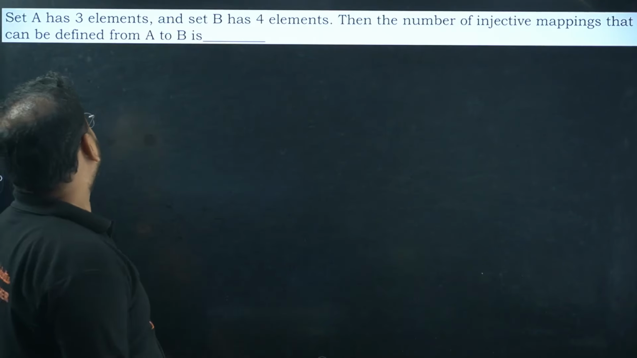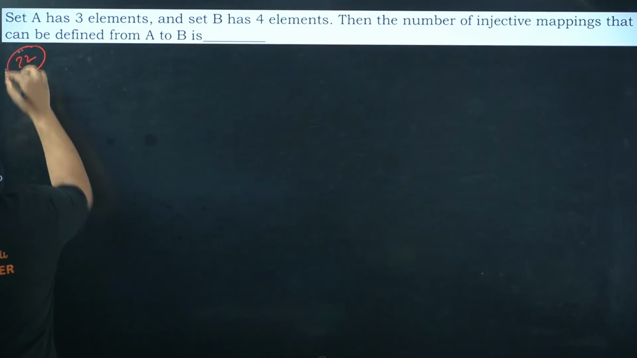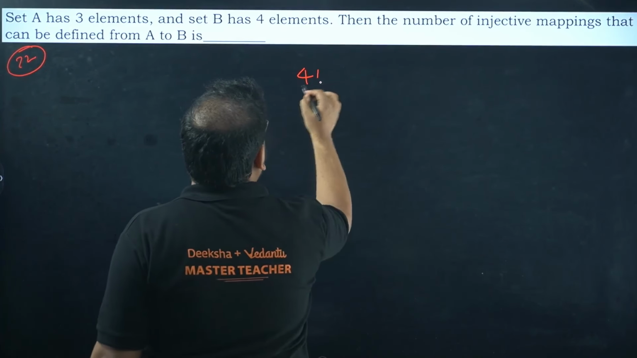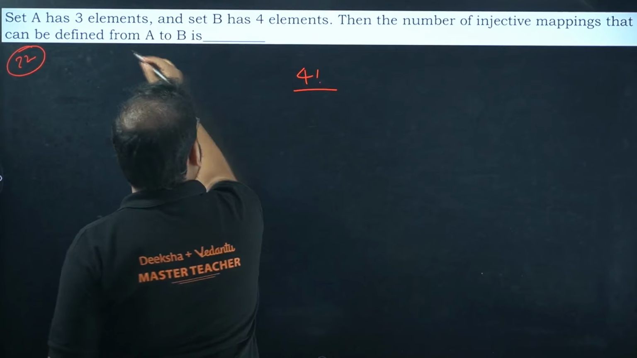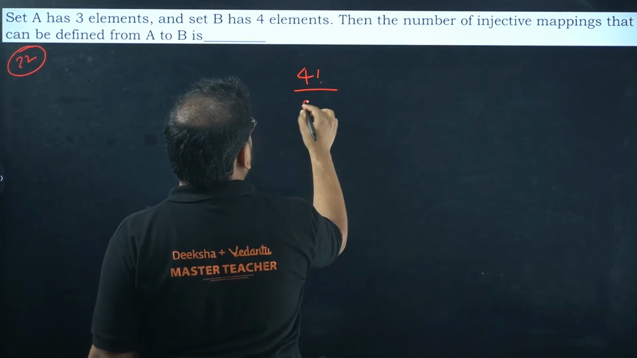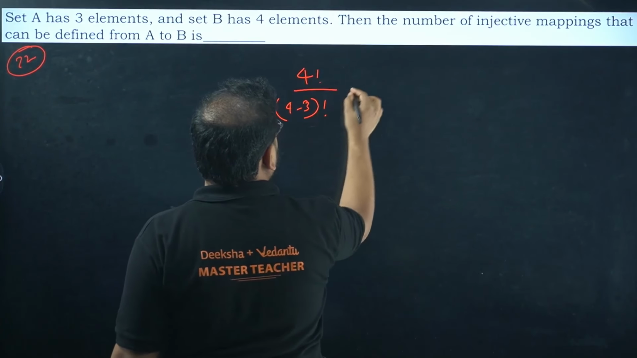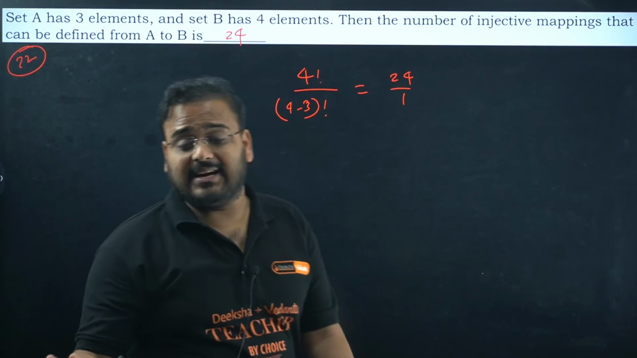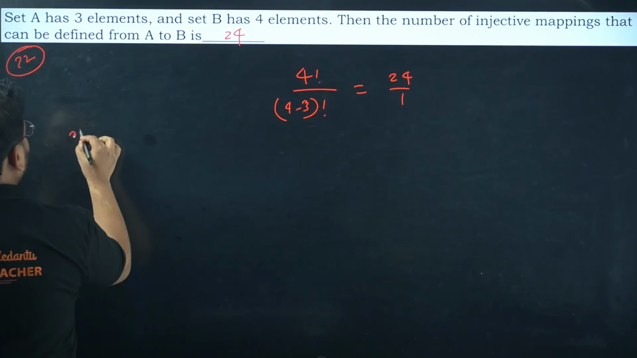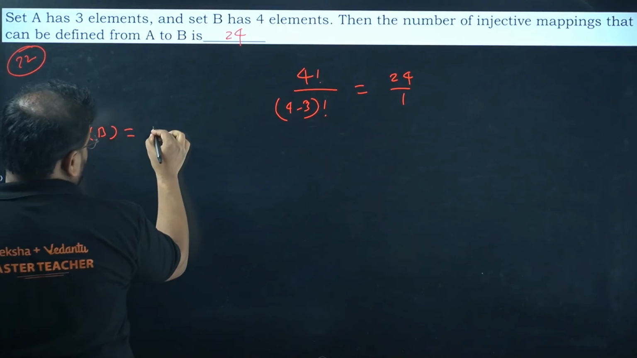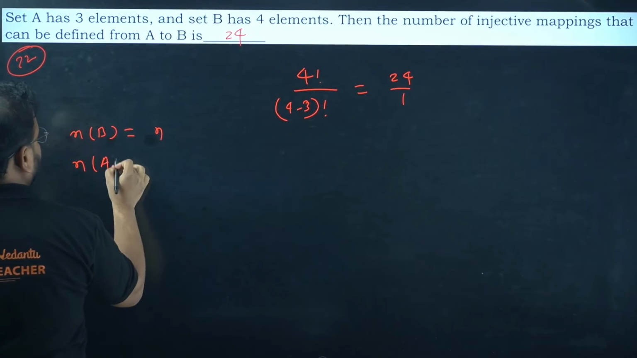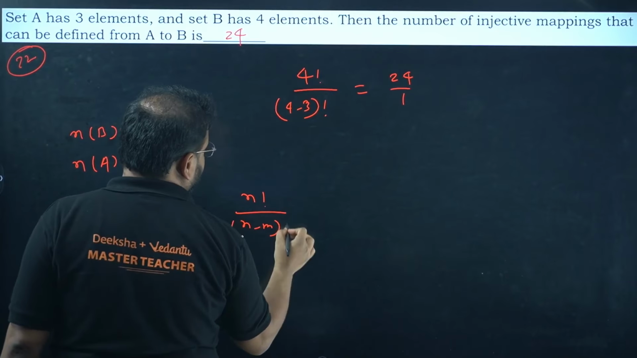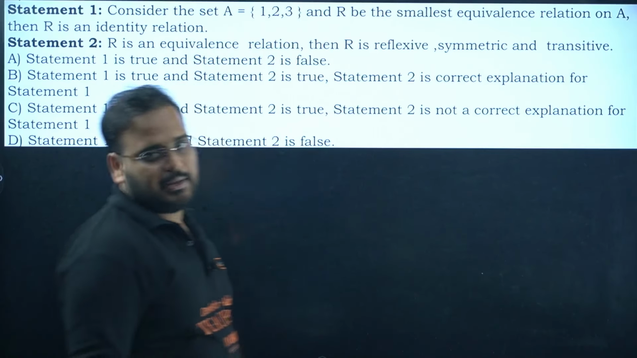Next, question number 22. Set A has 3 elements, set B has 4 elements, number of injections. A simple formula is there: n factorial upon n minus m factorial. So we're going to get 4 minus 3, no? The answer will be 24 by 1. So the answer is 24. The formula is there, okay guys? If you take the cardinal number of set B as n and set A as m, the answer is n factorial by n minus m factorial, and of course n has to be more than m.